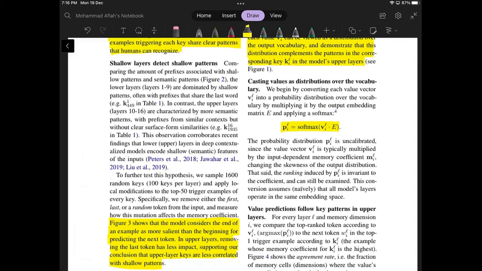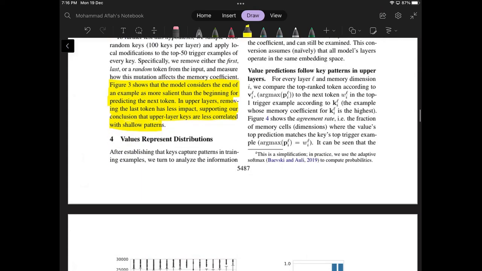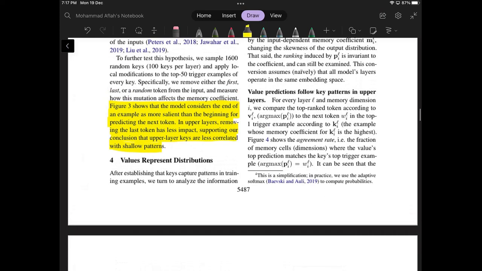This conversion assumes naively that all model layers operate in the same embedding space. So this is the output embedding matrix which we're talking about. Also, in practice, they're using adaptive softmax.